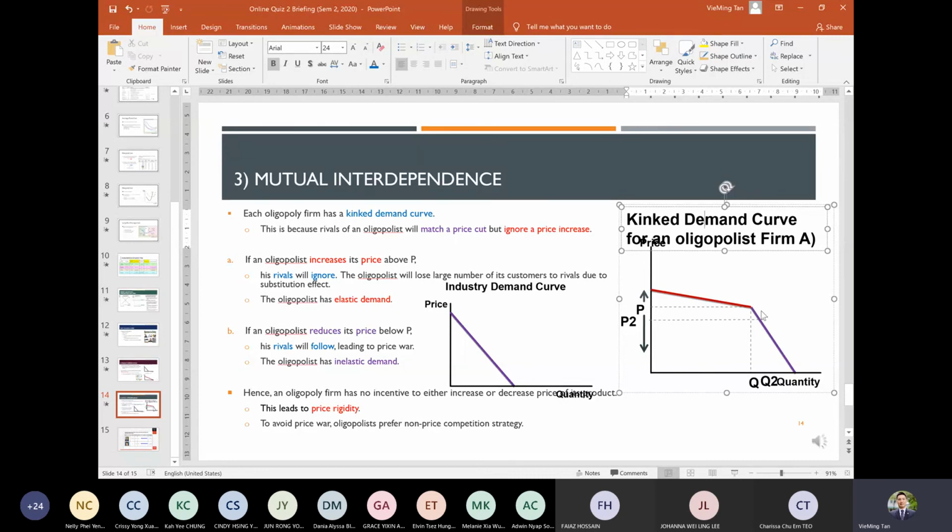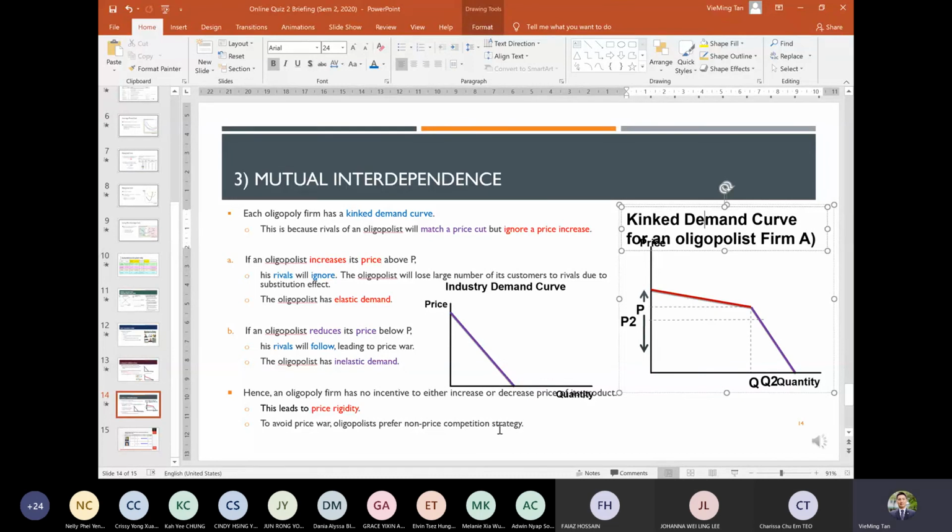Let's say petrol retailers like Shell, Petronas, Esso, all of these will have the kinked demand curve. The individual firm demand curve is kinked shape. But for the whole industry, the demand curve is downward sloping.